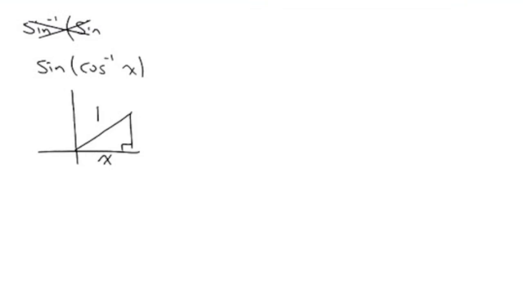One minus x squared. And a little bit more. One minus x. c squared equals a squared plus b squared. It becomes the square root of 1 minus x squared.